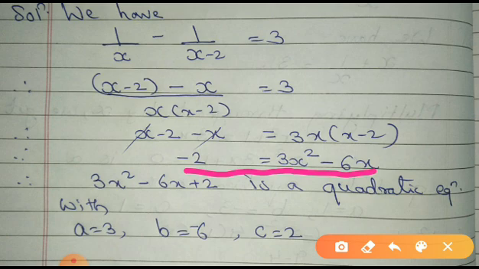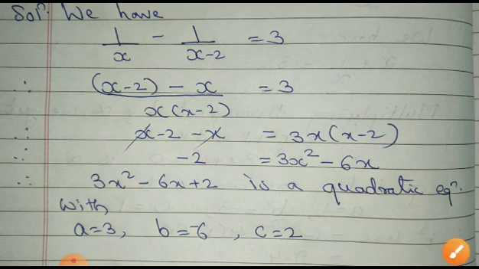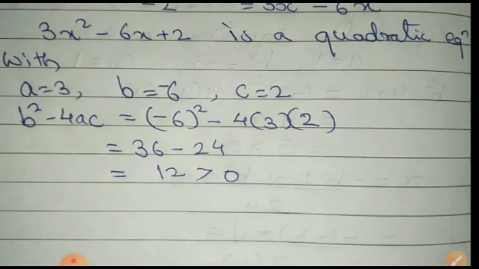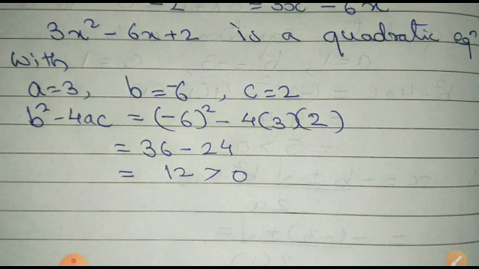Rearrange it and see what the equation will be. I'll get 3x square minus 6x plus 2. It will be a quadratic equation, and the values of a, b, c will be 3, minus 6 and 2 respectively. So find b square minus 4ac. After substituting the values, you are going to get the value as 12. Again here it is greater than 0. That means it will have two distinct real roots.